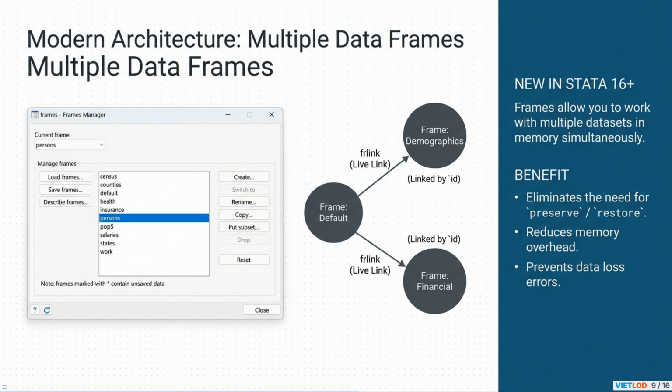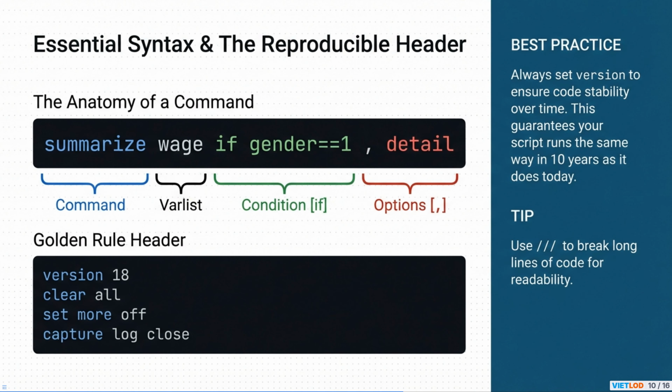Instead of merging a demographics dataset into your main financial dataset, you can load each into a separate frame. Then you can create a live link between them using frame link based on a common ID variable. This allows you to access variables from the demographics frame as if they were in the financial frame, but without altering either original dataset. Now that we understand the key concepts and tools, let's look at the essential syntax that ties everything together and ensures our work is reproducible.